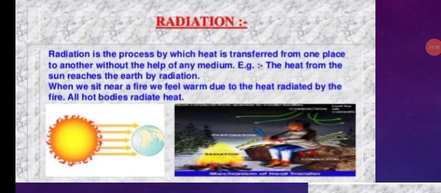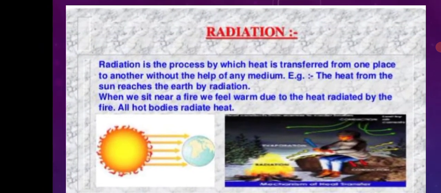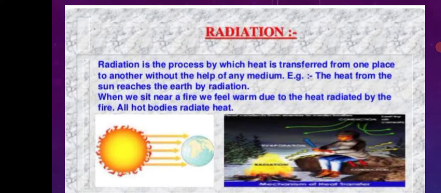All objects radiate or give out heat, but the amount of heat radiated from an object depends on its temperature. The higher the temperature, the higher the radiation. The heat which comes out of a hot object is called radiant energy. Here are some examples of radiated energy.